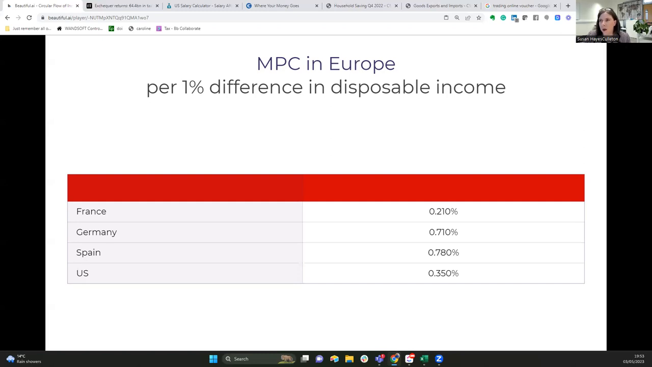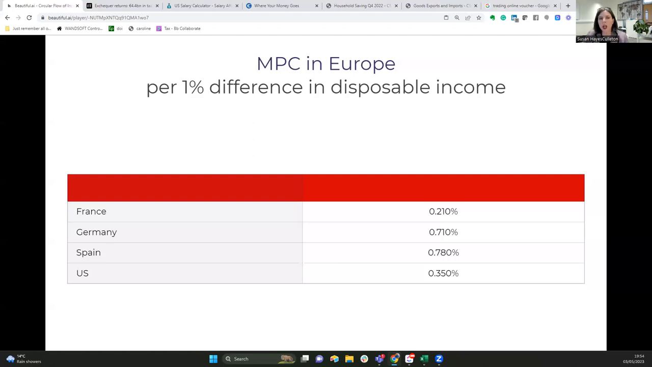It's 7.1 cents, so 7 euros 10 cents out of the extra 10 euros that they would spend. In Spain, it's higher again. If they were to get an extra 10 euros on top of the 1,000 euros disposable income, they would be spending 780 of that. And in the US, it was at 3 euros 50.